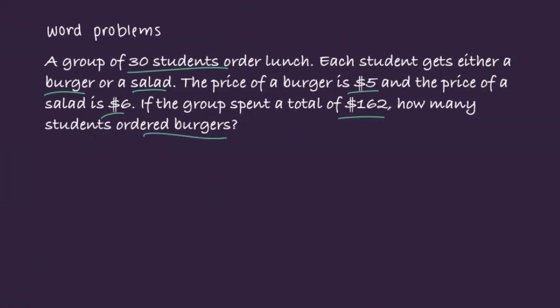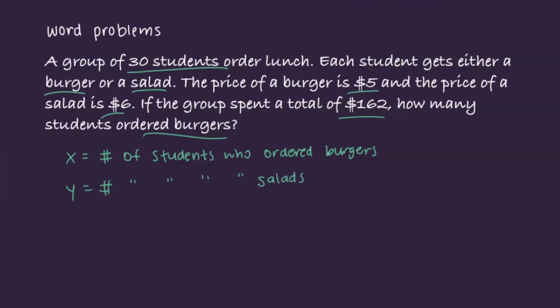So first, let's assign variables to our items. So we have burgers and salad. Let's have our x equal the number of burgers, or in other words, the number of students who order burgers, and have our y be the number of students who ordered salads.